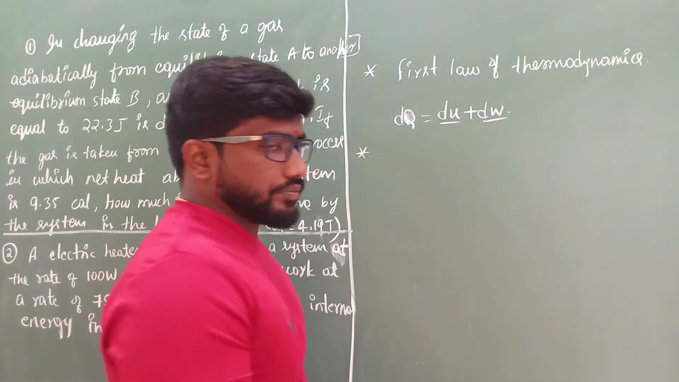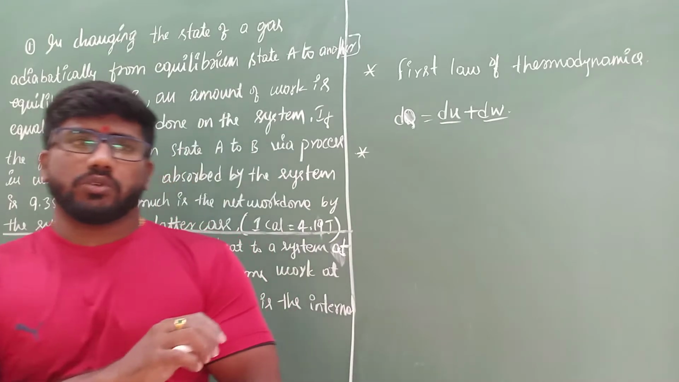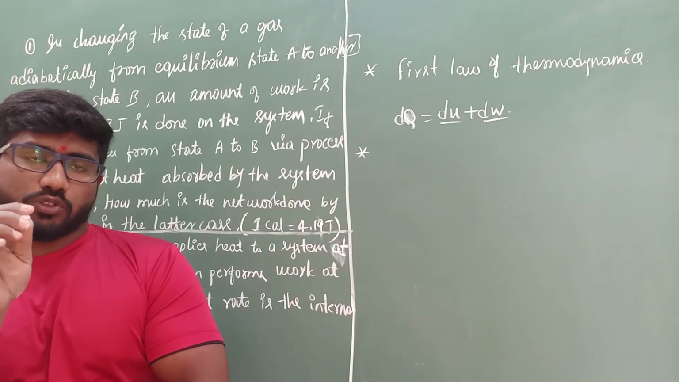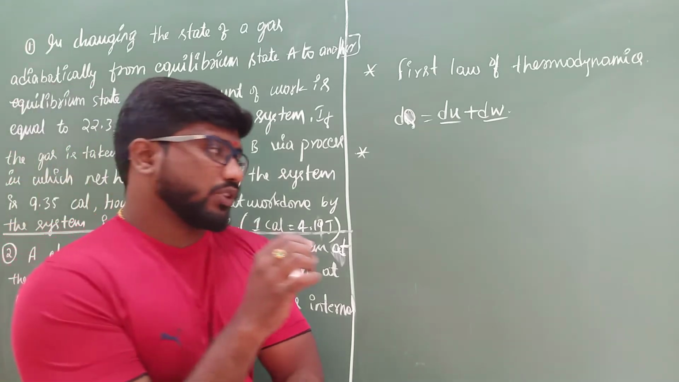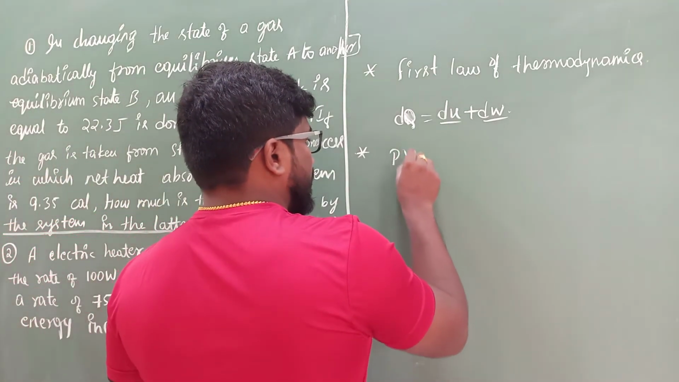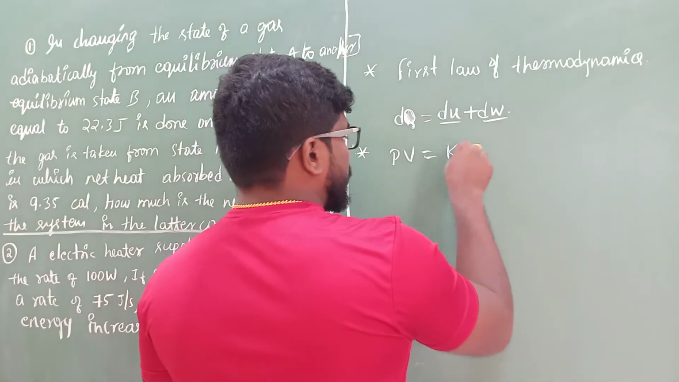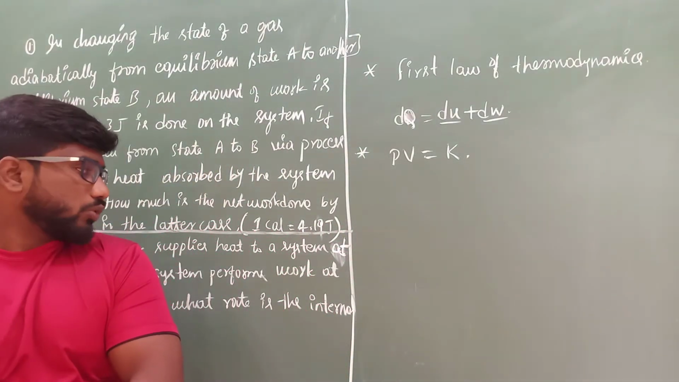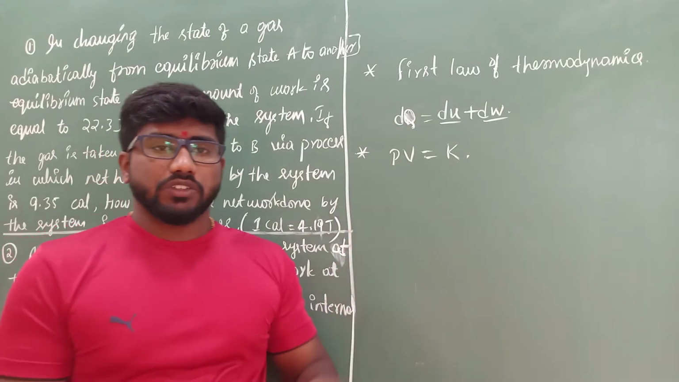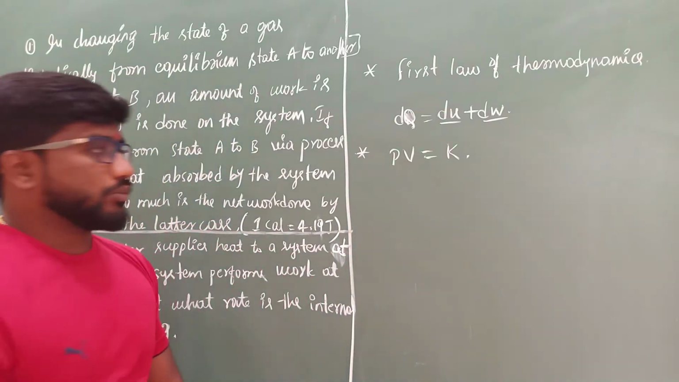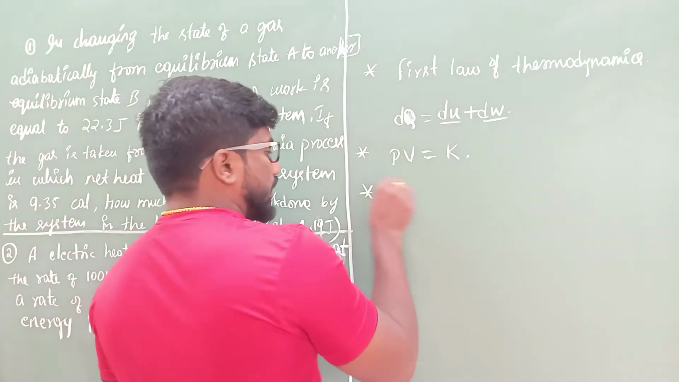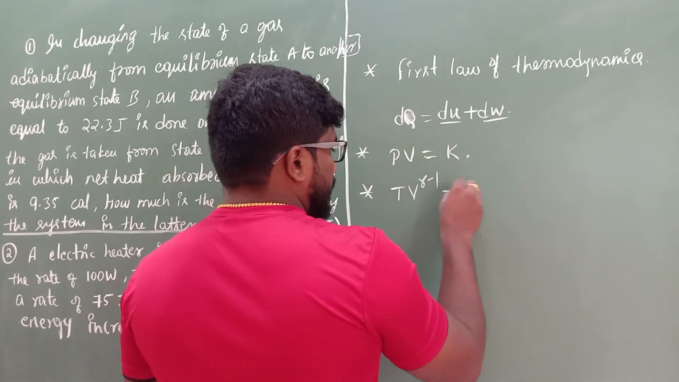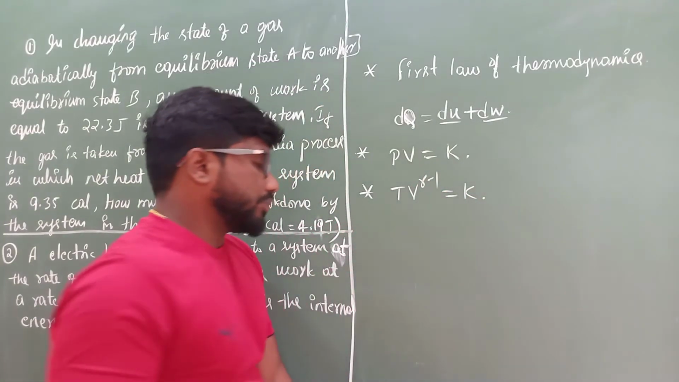Next, applications of the first law of thermodynamics: isothermal process, adiabatic process, isobaric and isochoric process. In the isothermal process, the formula we got is PV equals constant. What does it mean? At constant temperature, the pressure is inversely proportional to volume. Similarly, during the adiabatic process, we took T V power gamma minus 1 equals constant.